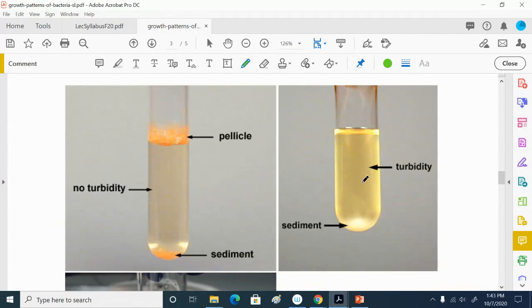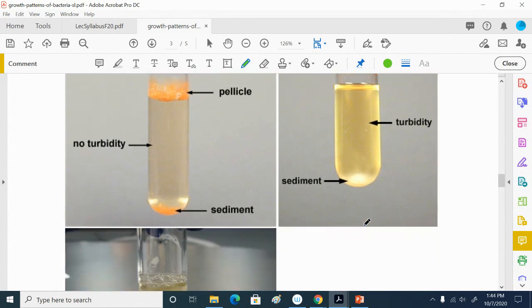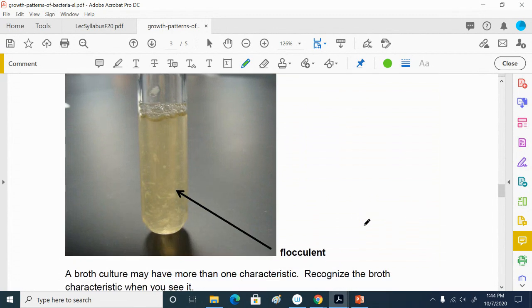Here we can see the broth is cloudy, right? So there's turbidity and there's sediment. And here we see a meniscus, right? This is where the water is bending. It looks a different color because of the light that's being refracted, but it's just a meniscus. There's no growth, right? The broth is turbid and there's sediment. And here we see other little clumps of bacteria, so this would be flocculent.